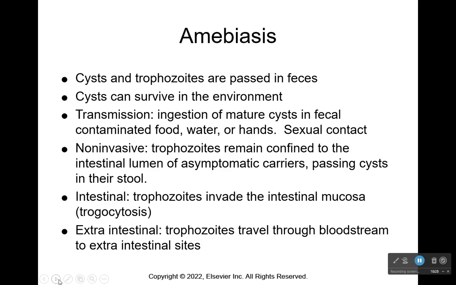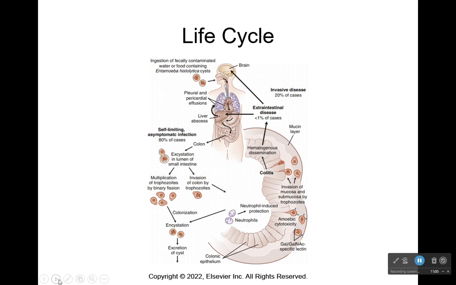It can be extraintestinal, but it's really not considered invasive. The trophozoite can stay in the intestinal lumen, and you can be an asymptomatic carrier. Then you would pass the cyst in your stool. So it just kind of hangs out in your body, but the trophozoites, the motile stage, form cysts. You pass them in the stool, then you can make somebody else sick, even though you may be asymptomatic. The trogocytosis is where it gets into that intestinal mucosa. And then if they travel through your bloodstream to other sites, that can be dangerous.